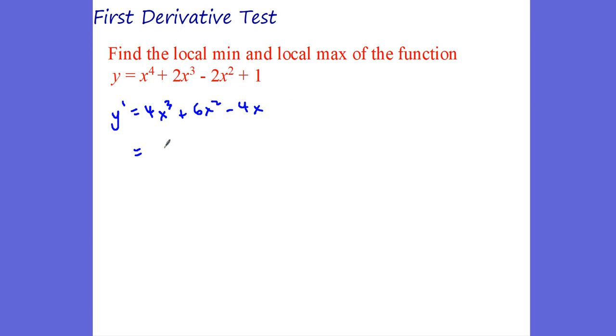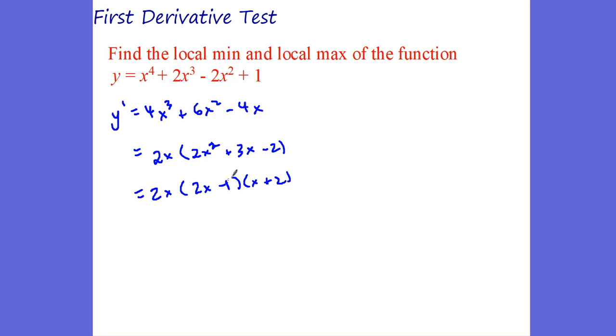And so what do we want to do? We want to factor out, let's factor out a 2 and an x while we're at it. So we got 2x times (x squared plus 3x minus 2). And so we want to do 2x, x, and let's see, plus 2 and negative 1.